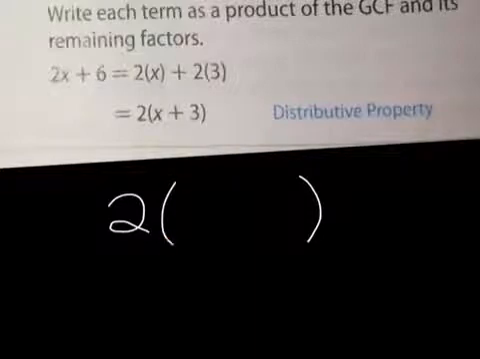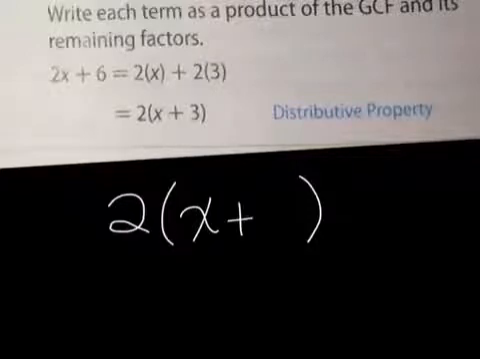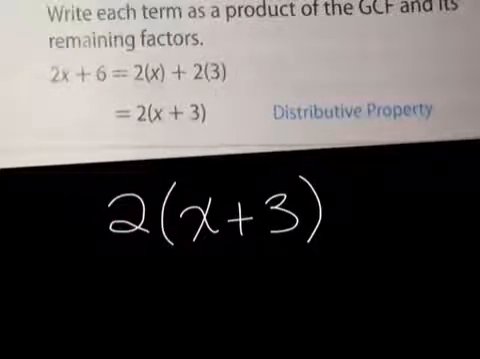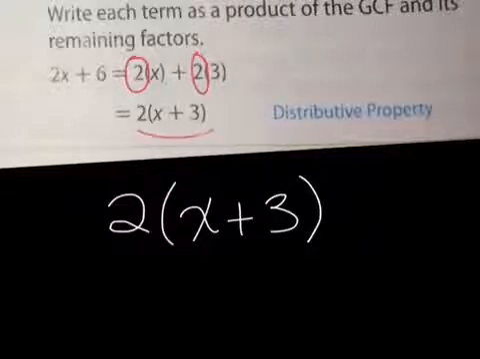Now remember, parentheses implies that you're multiplying this 2 times whatever is in here, the term. So what do I have to multiply the 2 by to get to 2x? Just x, right? And then what do I have to multiply the 2 by to get my 6? 2 times 3. Do you see how that's been factored? 2 times x is 2x, and 2 times 3 is 6. So 2 is the greatest common factor. It's the GCF. And when we write it like this, we can use distributive property later to simplify.